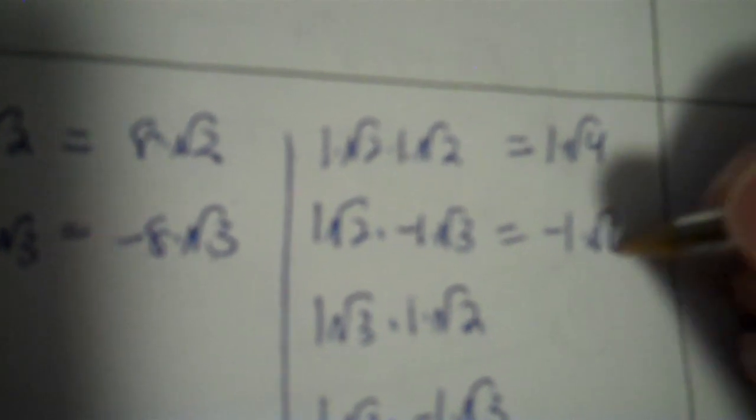So 1 times the square root of 2 times 1 times the square root of 2. 1 times the square root of 2 times negative 1 times the square root of 3. That's the end of that. Then 1 times the square root of 3 times 1 times the square root of 2. Then 1 times the square root of 3 times negative 1 times the square root of 3. So this is 1 times the square root of 4. This is negative 1 times the square root of 6. This is positive 1 times the square root of 6. And this is negative 1 times the square root of 9.